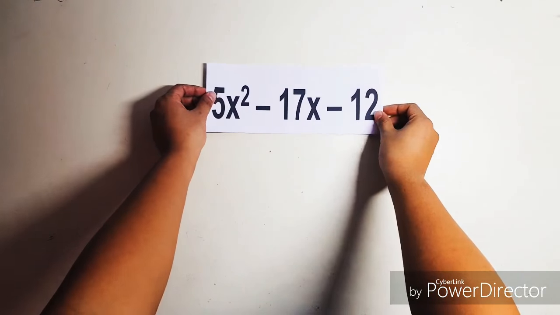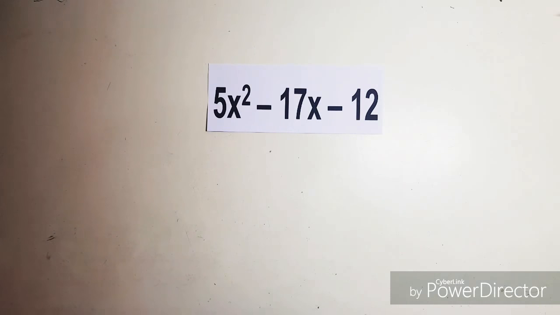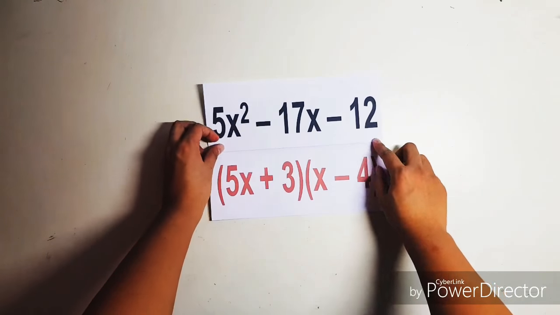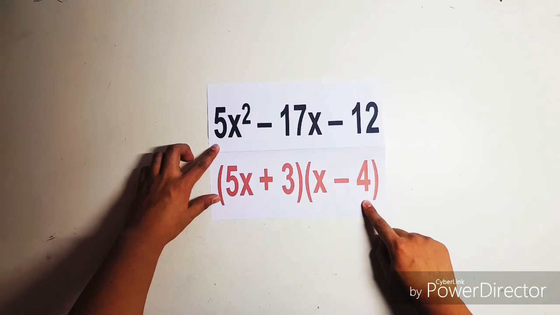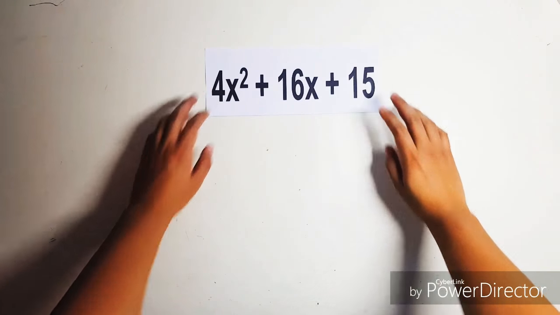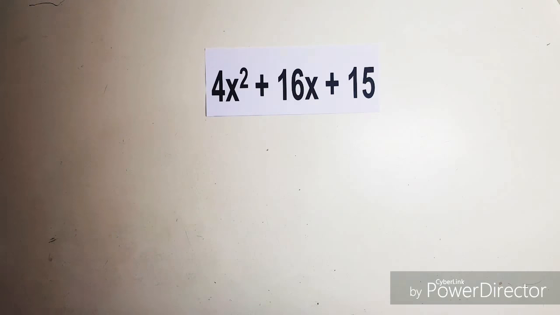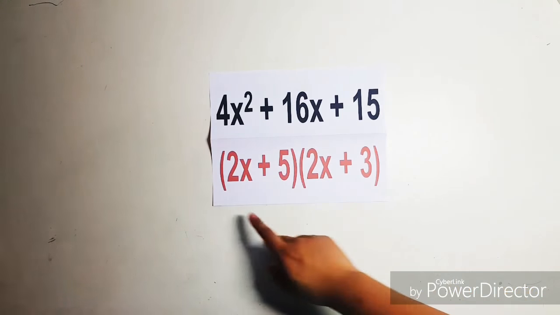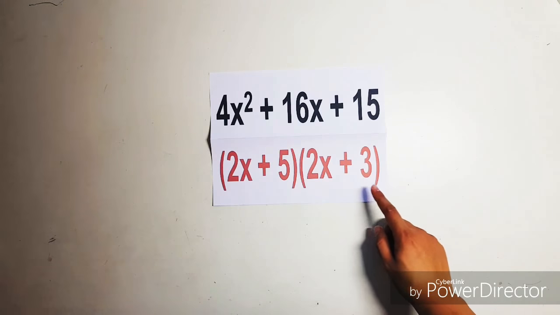Now, you try to answer this. The answer for this is 5x plus 3 and x minus 4. For the last one, let's try this. And the correct answer would be 2x plus 5 times 2x plus 3.